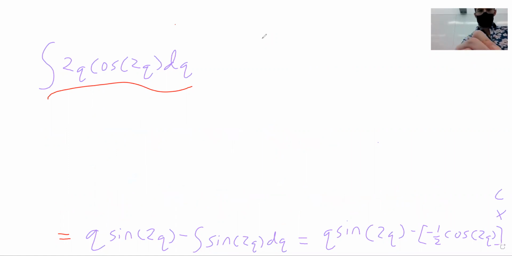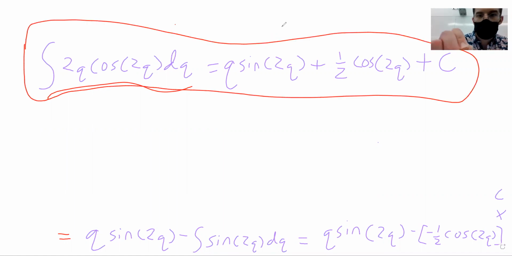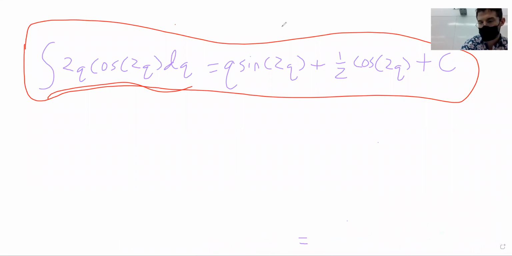Okay. What are we doing? Equals q sine of 2q, plus, minus minus becomes plus, so 1/2 cosine of 2q plus C. Everything look okay there? Is that the final answer? So this is the final answer. That is correct.